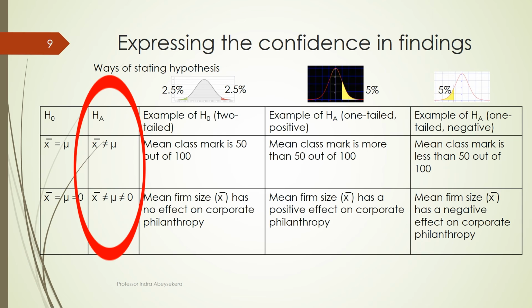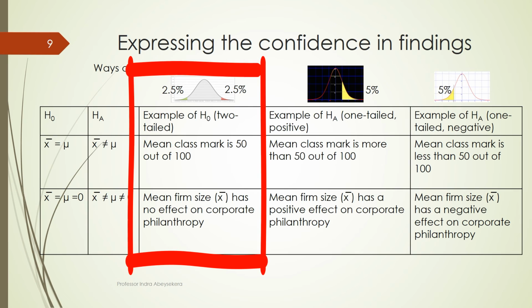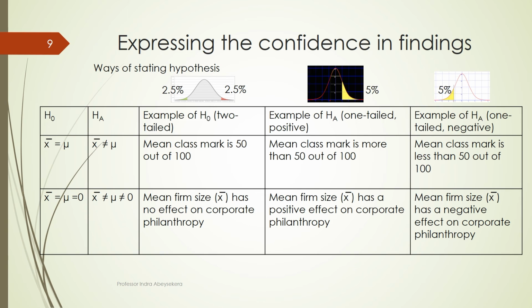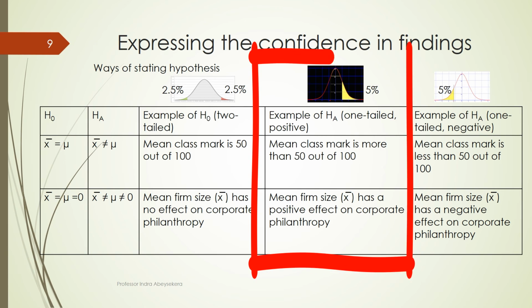We can test the hypothesis in two directions. At 95% confidence interval, if we test it at two directions, that means that 5% significance outside the confidence interval level lies in both sides as 2.5% and 2.5%. We can test in one direction as a positive expression. That means that 5% significance level lies on the right side.